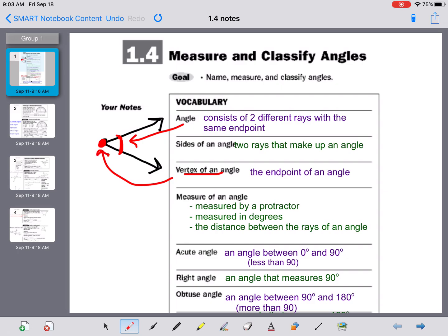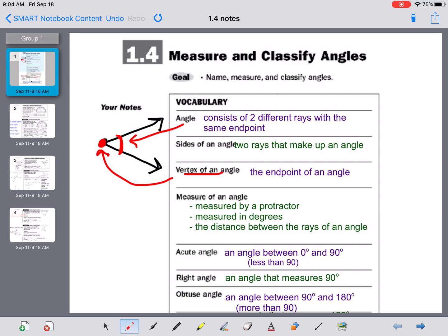Measure of an angle. This is one that it's kind of funny. They put this vocab down. It's kind of like, what do you want here? If you look it up in the back of the book, there's this huge definition. Here's some things I want you to know about the measure of an angle. It's measured by a protractor. Okay, we have a protractor on our handy dandy geometer. Some of you may have one that usually looks like a semicircle shape or something like that. It's measured in degrees. That's how we label it. And it's the distance between the rays of an angle.